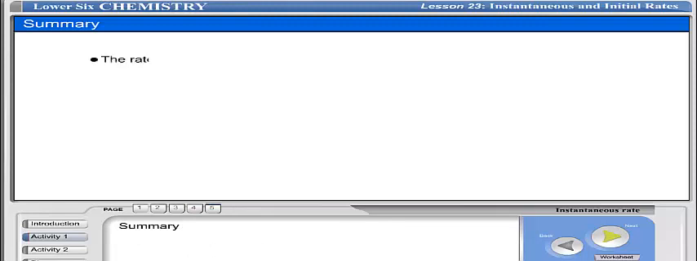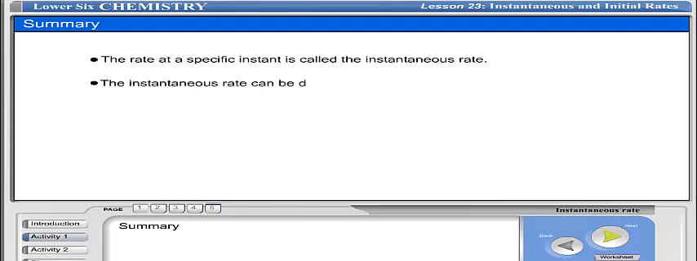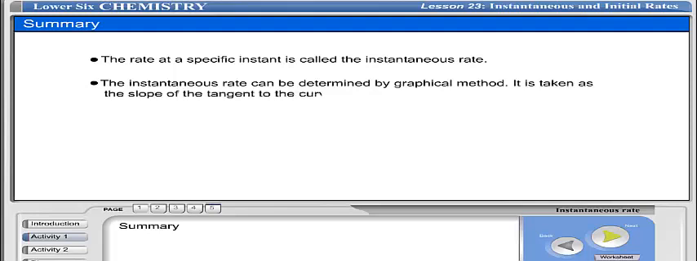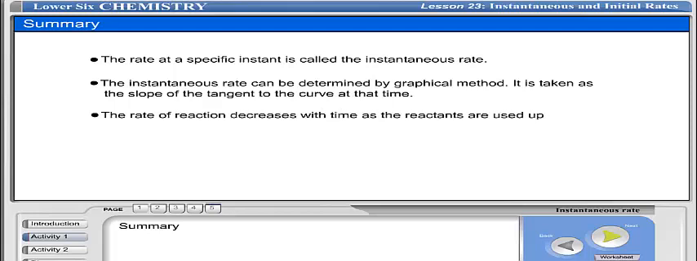The rate at a specific instant is called the instantaneous rate. The instantaneous rate can be determined by graphical method. It is taken as the slope of the tangent to the curve at that time. The rate of reaction decreases with time as the reactants are used up and their concentrations decrease.